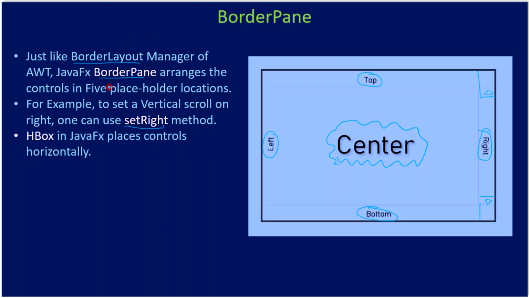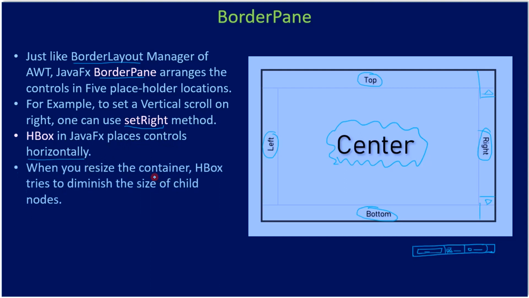So that's about BorderPane. HBox in JavaFX places controls horizontally. That means it's a box, right? We can say it will look like this HBox. Inside you can place whatever control you want. Let's say this is a button, a checkbox, an option button. These are all the components, and these components are arranged horizontally like a box. So this is one box, second box, third box. HBox in JavaFX places controls horizontally.